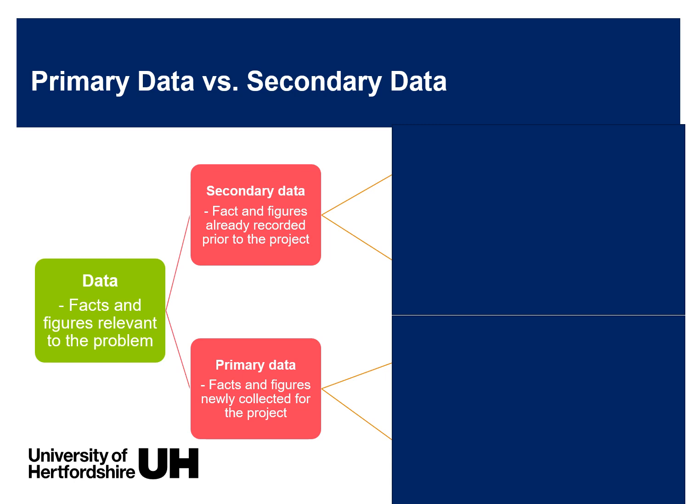And obviously primary data refers to the facts or figures that are newly collected for your research project by you as the researcher, and secondary data refers to the facts or figures that have already been collected by other people and recorded somewhere that is accessible to you and can be used in your research project.